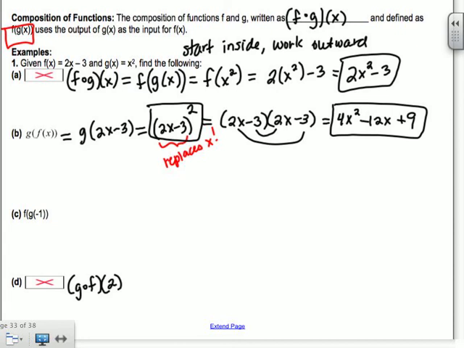All right, so now let's do the ones with numbers, so we don't have x anymore. Again, we're going to start from the inside and work our way out. So the inside part is g of negative 1. Do we know how to find g of negative 1?